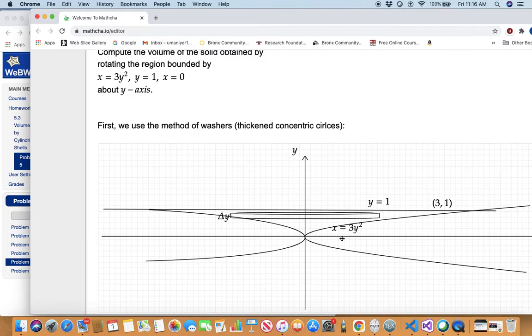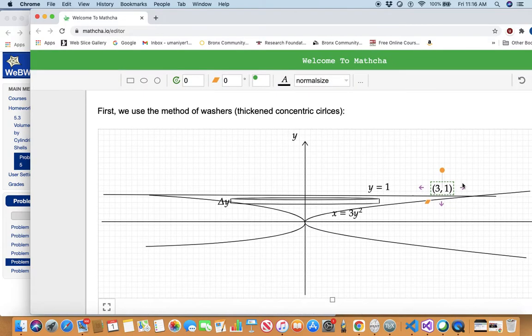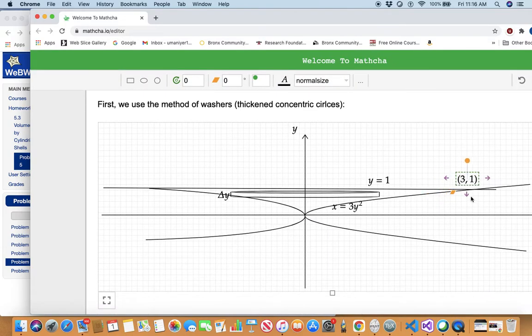X equals 3y squared looks like this. This is the curve x equals 3y squared. Y equals 1 is the horizontal line on the top. Okay, y equals 1 meets this curve at 3, 1. All right, 3, 1 is the place where this curve and this line meet, because when y is 1, substituting, x gets to be 3.